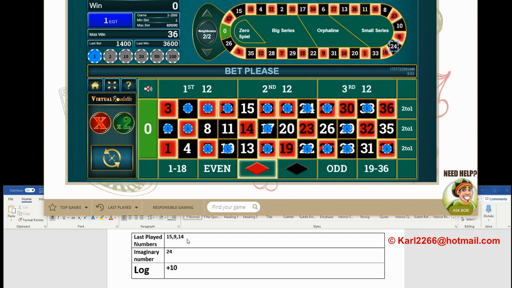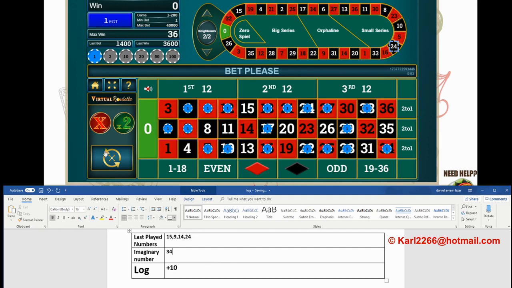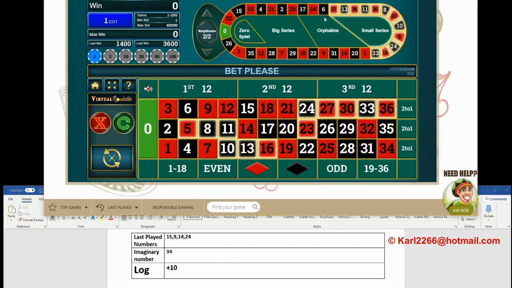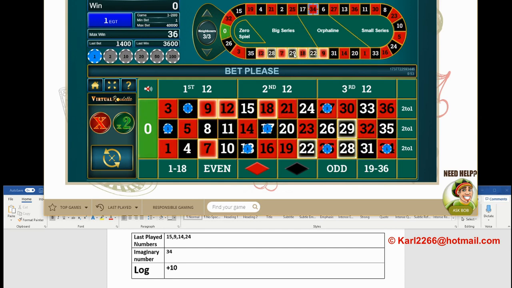And we got a new winning number, which is exactly number 24. Okay, what do we do now when we got number 24 as last winning number and logarithm plus 10? We got a new imaginary number, which is number 34. So what do we do now when we got number 34 as imaginary number? We place bets on 34 and the neighbors and 29 and the neighbors, the only one terminal.